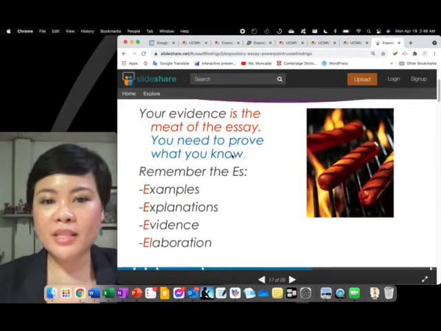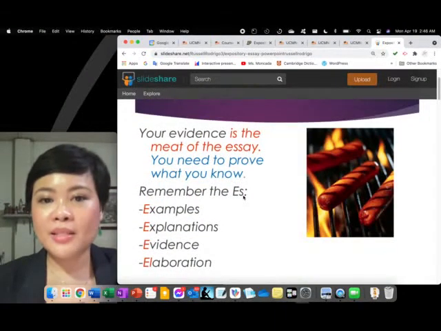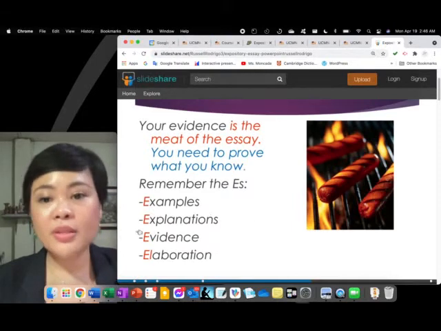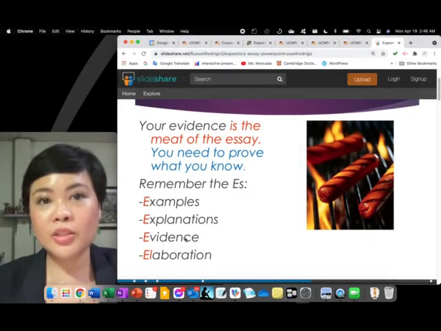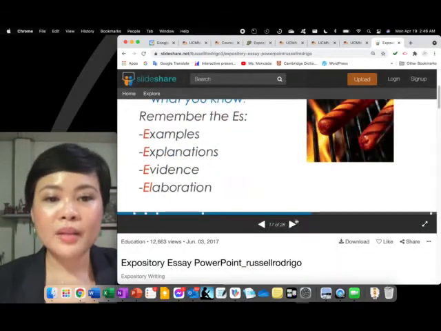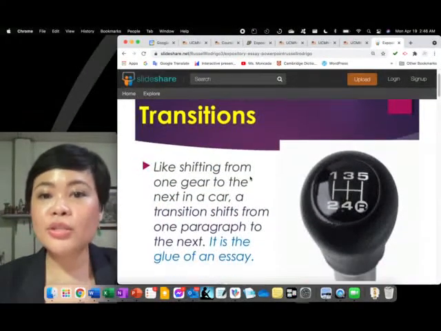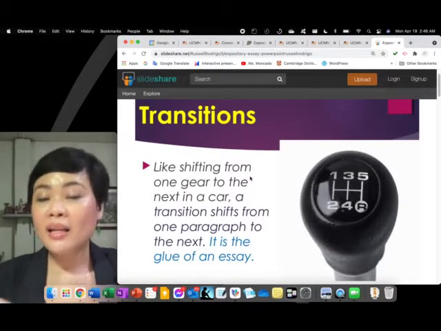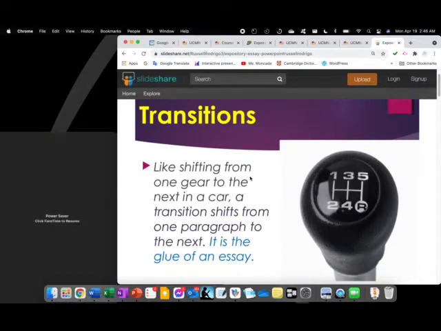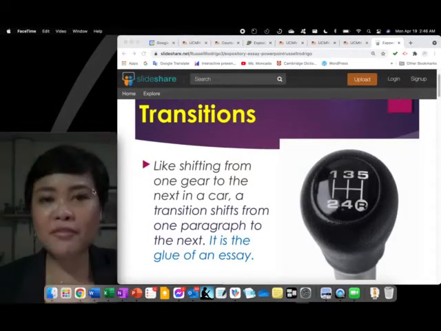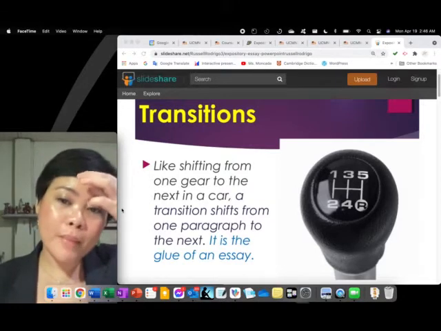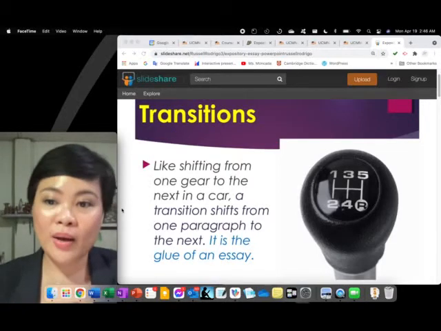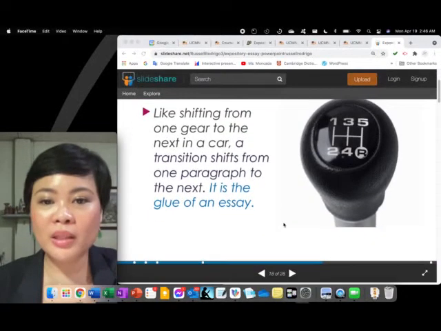Before that, let's talk about 17. Provide evidence and examples. Remember, you use examples, explanations, evidence, and elaboration. Elaboration can already be done by giving examples, explanation, and evidence. Okay? And now, use transitions, as mentioned earlier. They glue the essay. They make the essay coherent. Aside from, of course, the reasons that are related to each other, using transitions make your essay verbally coherent as well, not only conceptually coherent.